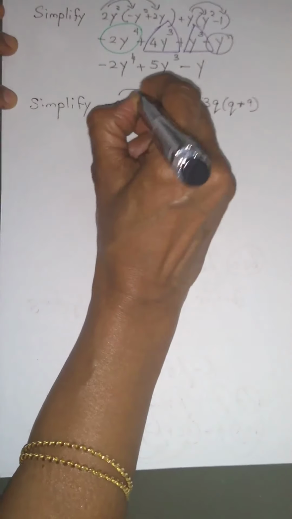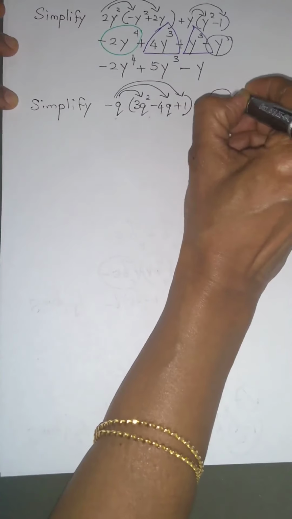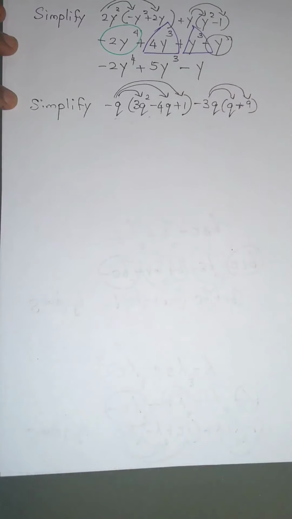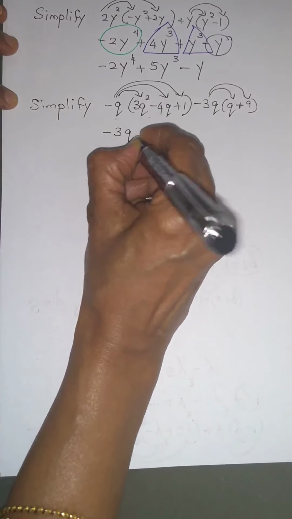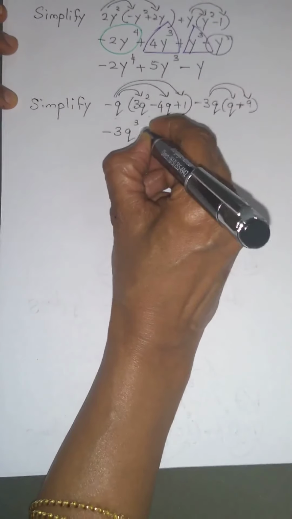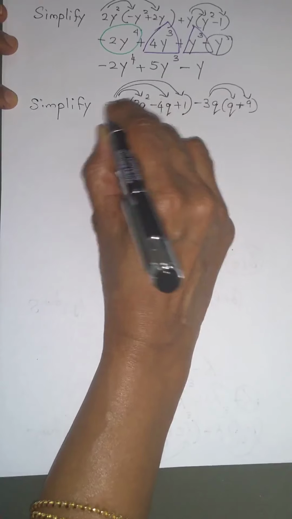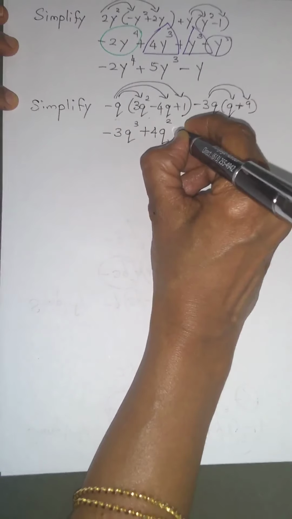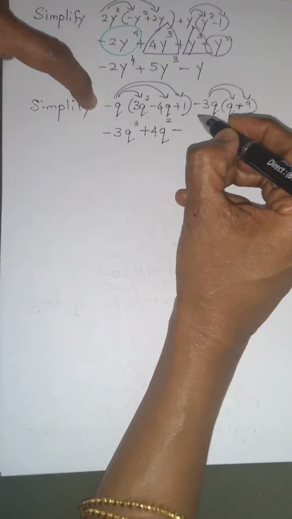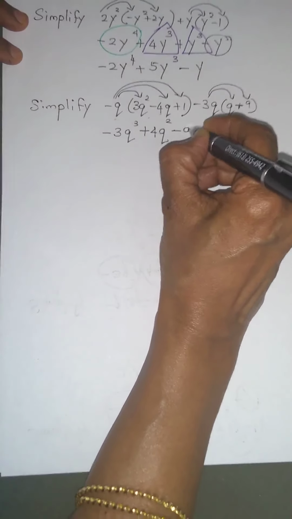So we're going to do the same thing. We're going to expand using the distributive law, and then we're going to collect like terms to simplify it. So the first term would be negative 3q cubed. 2 plus 1, positive. So it's negative times negative is positive, 4q squared. And then the last term is going to be negative because I have a negative and a positive. So that's going to be negative q.